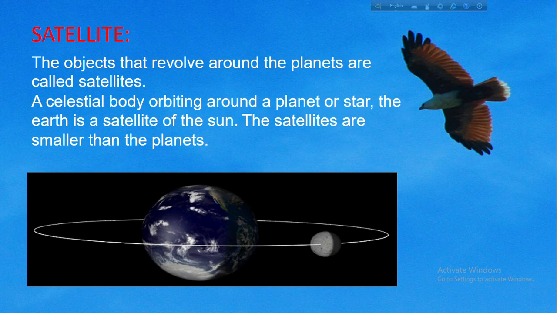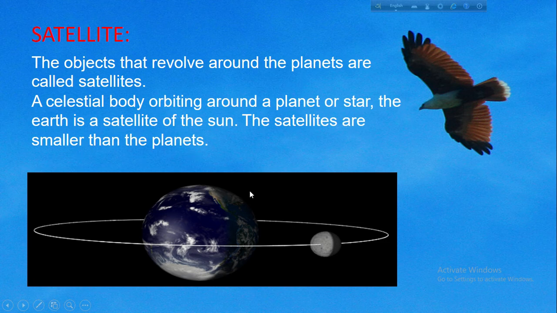You know the objects that revolve around the sun or the stars are the planets. So, a smaller body orbiting the larger one, usually a planet, is called a satellite. Follow the image, the smaller object is orbiting a large body, that is the earth. Always remember that the satellite must be smaller than the planet. A celestial body orbiting around a planet or star, the earth is a satellite of the sun. The satellites are smaller than the planets.